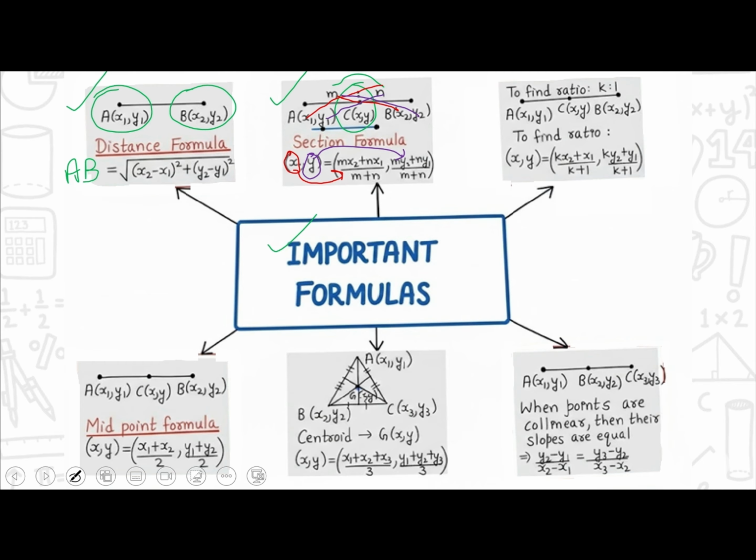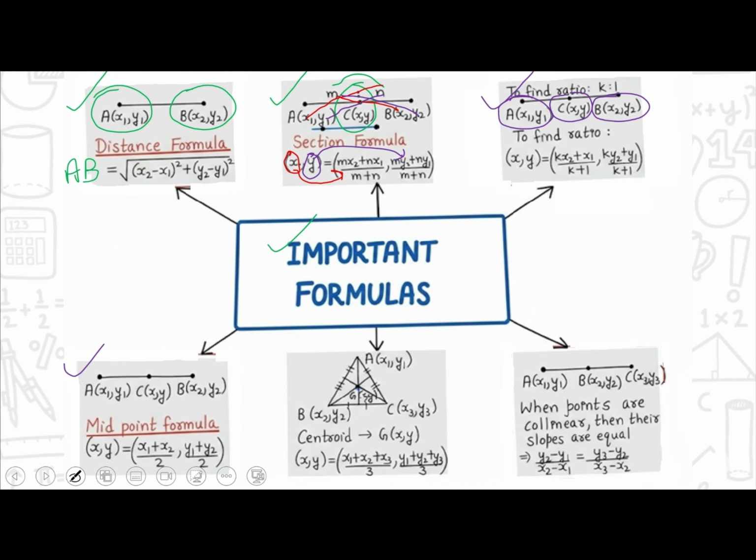Now let's move to the third formula, that is when we have to find the ratio. In the second case the ratio was given to us, but when you have to find the ratio, and in this case coordinates of A, B and C are given to you, then you can use this formula. That is x comma y is equal to (kx2 plus x1) by (k plus 1), comma, (ky2 plus y1) by (k plus 1).